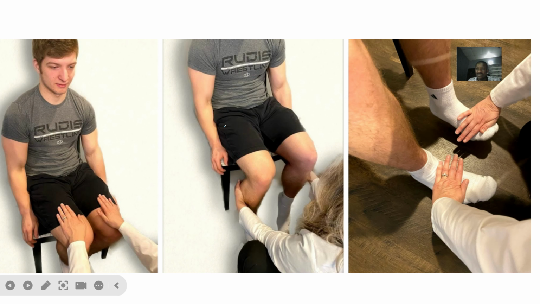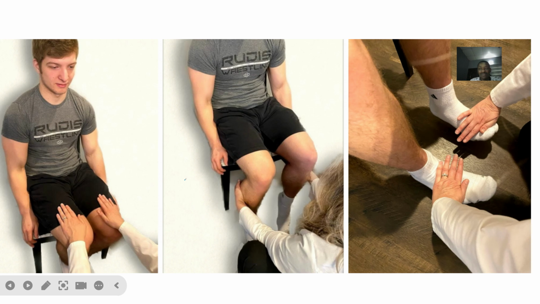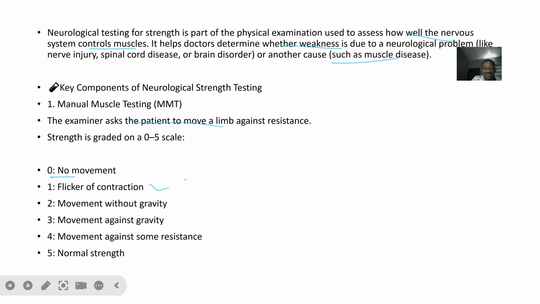So you are scoring the patient. The patient is score 0, that means the patient is not able to move at all. Score 1, they are able to move just a little. Score 2, they are moving without gravity. Score 3, they can move against gravity. Score 4, this is where you now apply the resistance. Then score 5, even if you apply resistance, the patient pushes against it, that's normal strength.